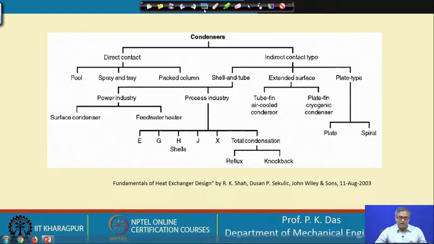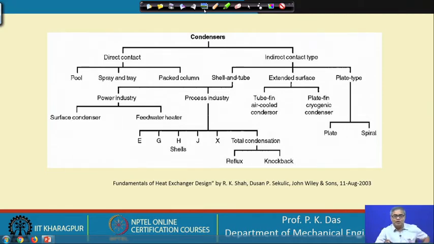So, what we can see, shell and tube heat exchangers are used in power plants, and they are also used in different chemical and process industries, petroleum refineries, etc., and different kinds of designs are possible. Now, let me tell you, in large air conditioning plants, particularly for chillers, etc., shell and tube heat exchangers are also used.